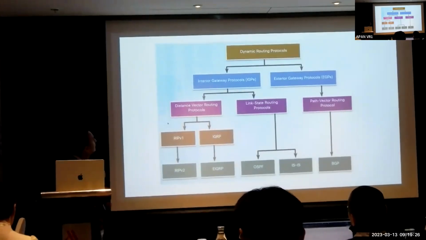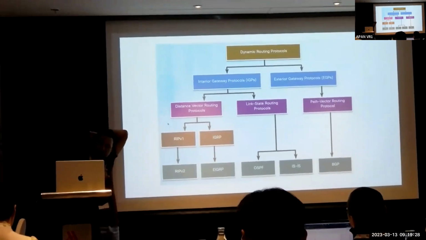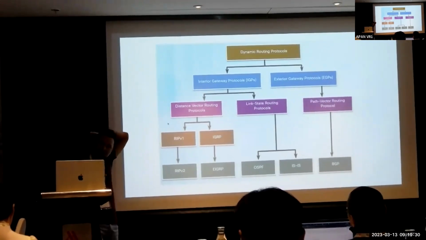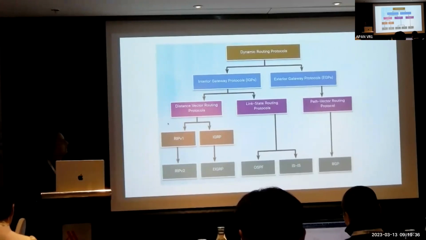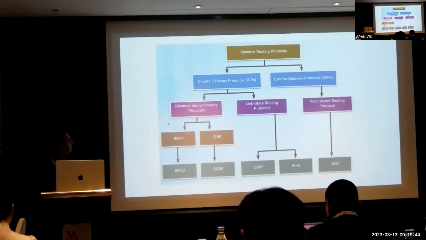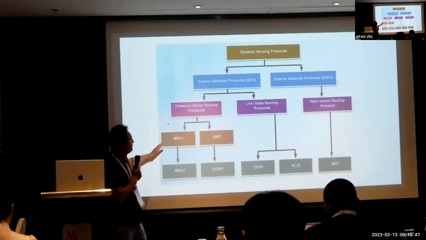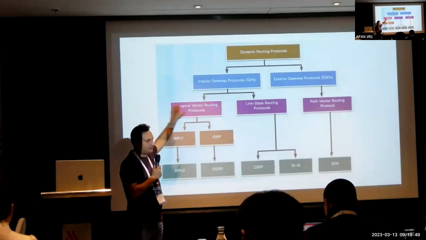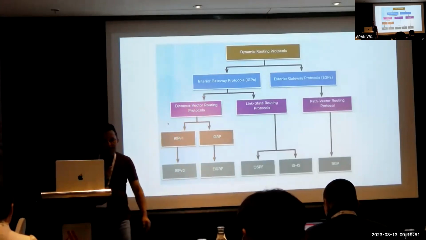Classified broadly, there are static routing protocols and dynamic routing protocols. A static routing protocol is just a manual entry in the routing table. The dynamic routing protocols can basically be classified into two: interior gateway protocols and exterior gateway protocols. For interior gateway protocols, there are also two types: distance vector routing protocol and link state routing protocol.